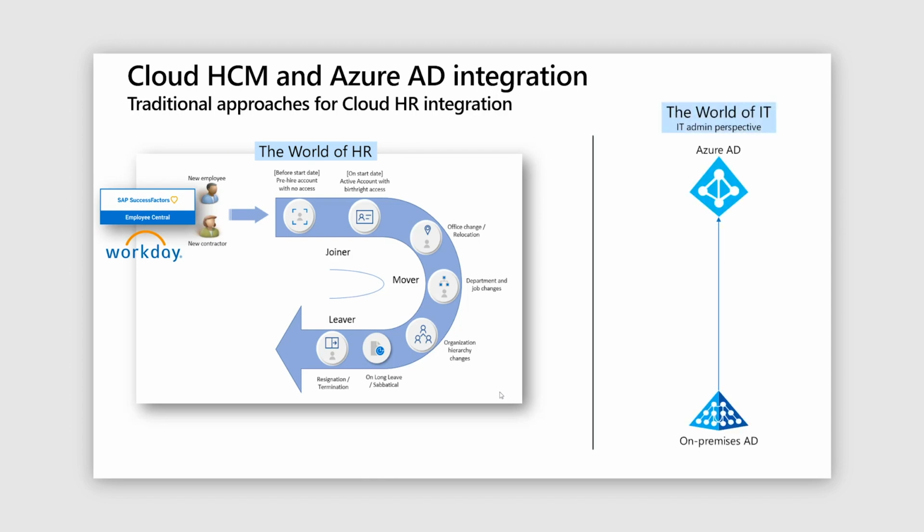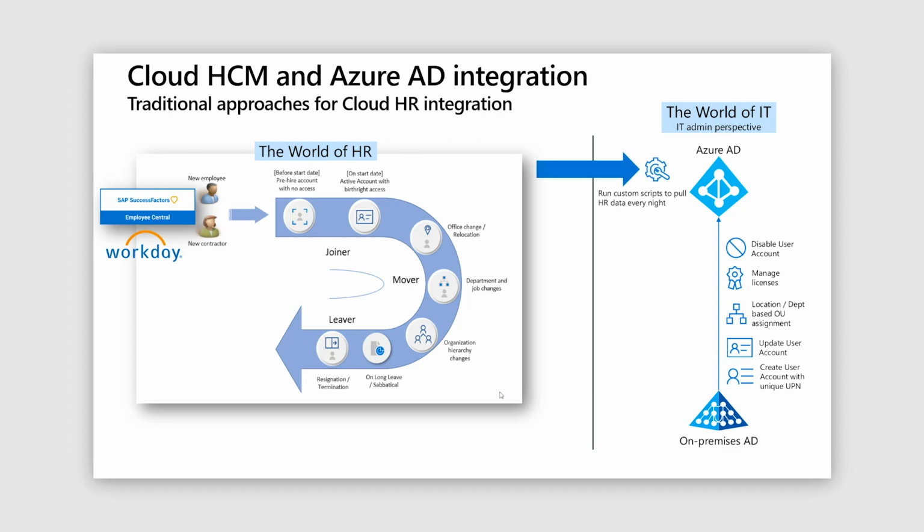If you take a look at the IT admin perspective, the IT admin has to perform different operations based on these HR events, right? From creating a user account, updating the account, managing the licenses, and when someone leaves the company, disabling the user account. And what are some of the traditional approaches IT is using for this integration? They are running scripts to pull HR data every night.